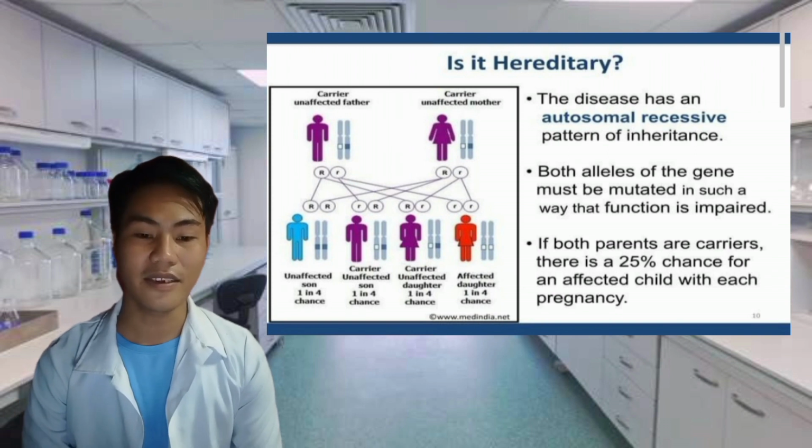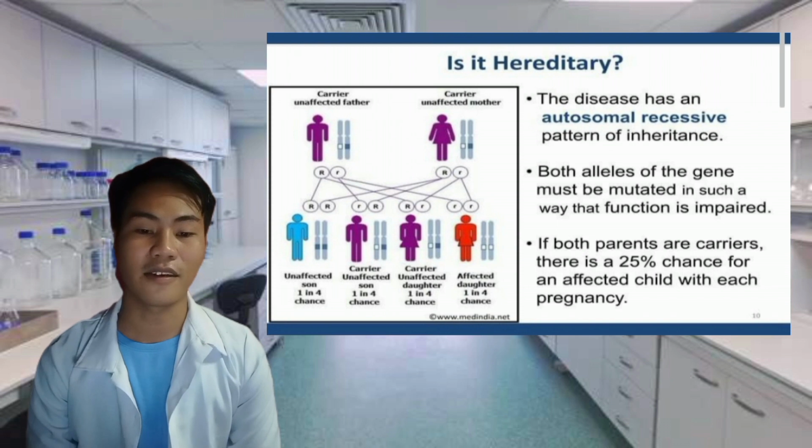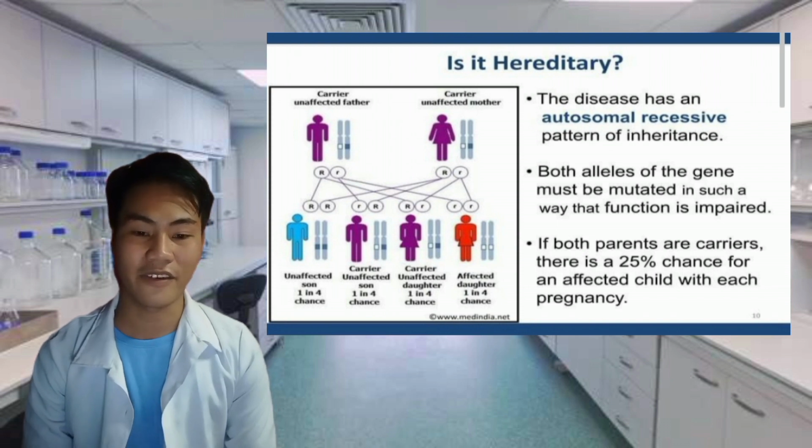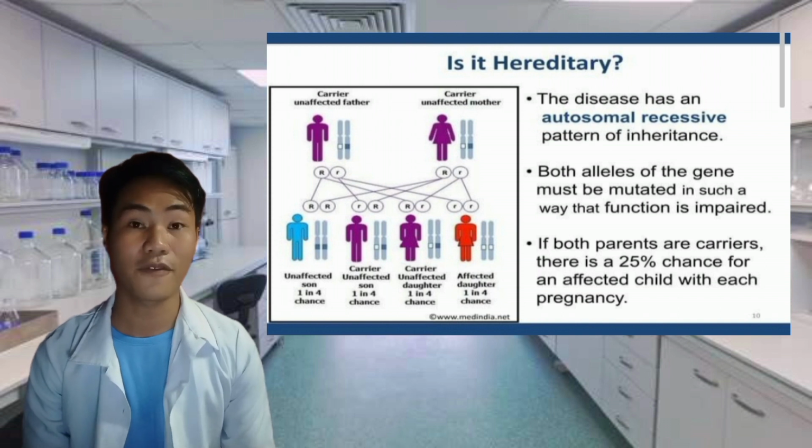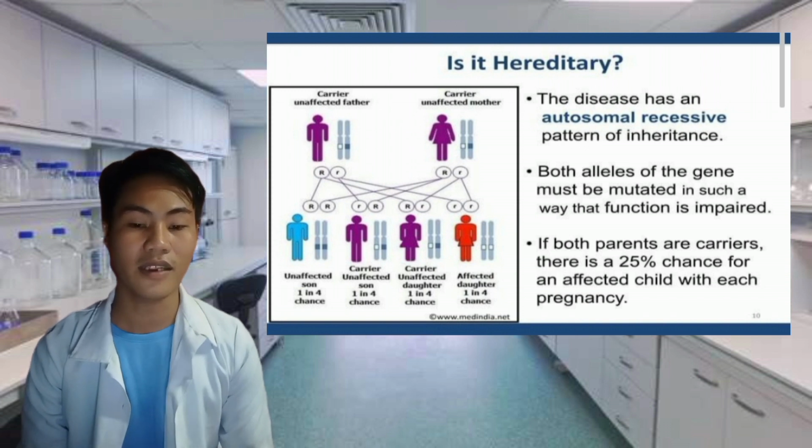Is Niemann-Pick disease hereditary? The answer is yes, because the disease has an autosomal recessive pattern of inheritance. Both alleles of the gene must be mutated in such a way that function is impaired. If both parents are carriers, there is a 25% chance for an affected child with each pregnancy.